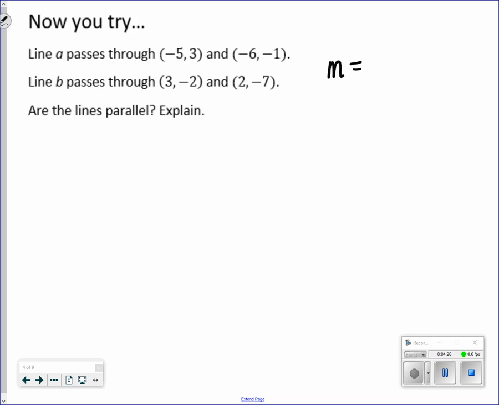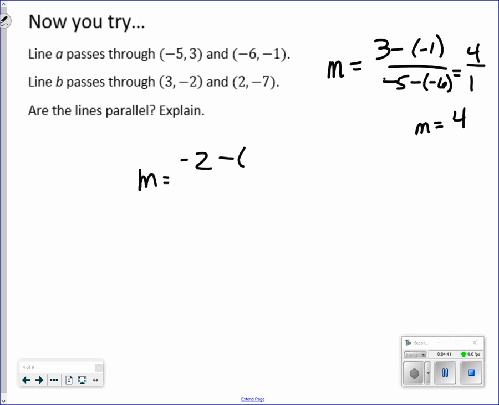All right, welcome back. So y minus y on top, x minus x on the bottom. I end up getting 4 over 1, which is a slope of 4. So line A has a slope of 4. Line B, y minus y on top, x minus x on the bottom. So -2 minus -7 would be positive 5. So it has a slope of 5.